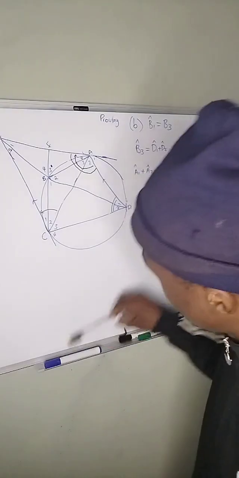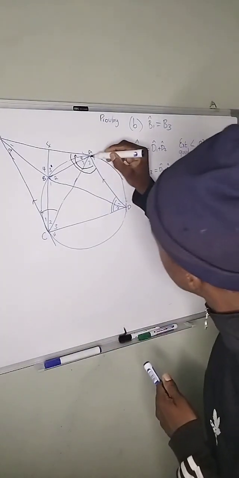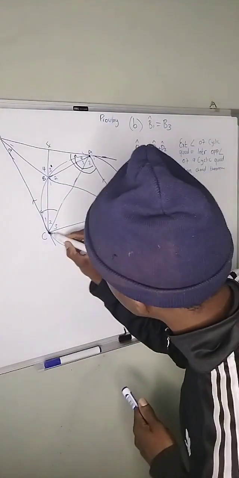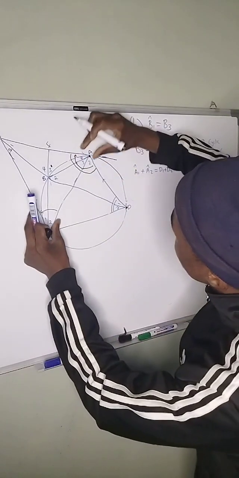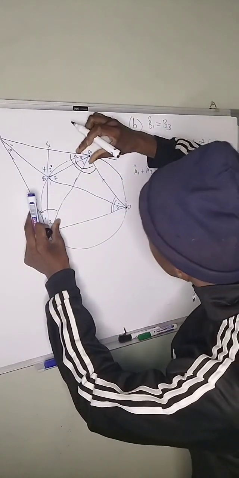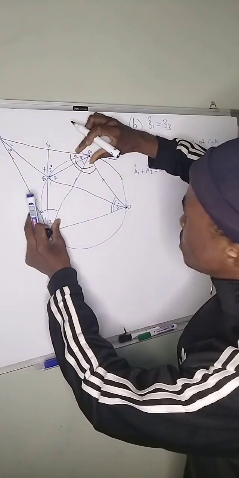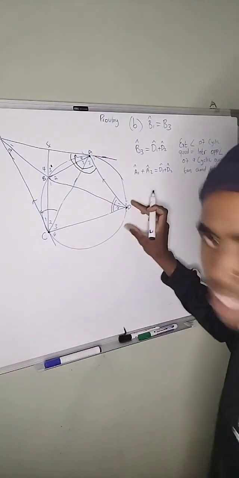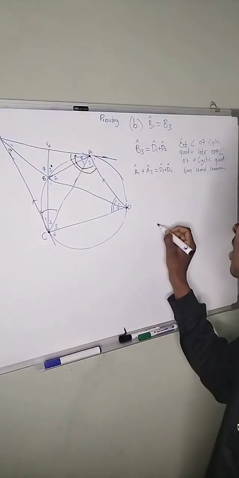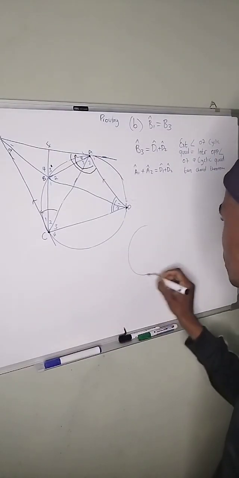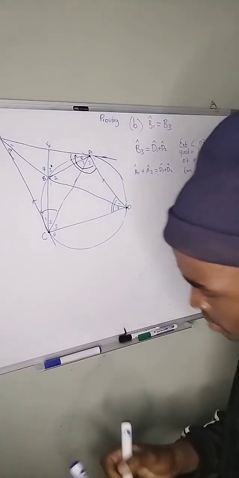Guys, we have a triangle A, C, D. We have the minor segment. This minor segment covers A4 and A3. Do you see it? And this is the major segment. Here's the angle here. Okay, let me take it out.